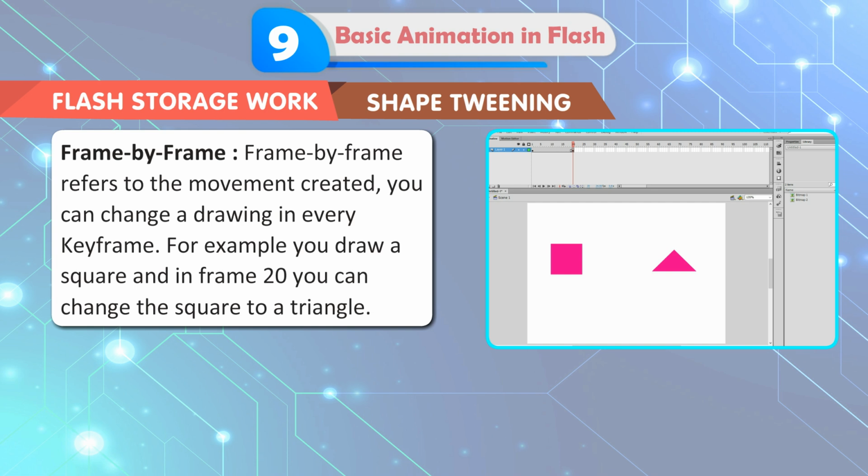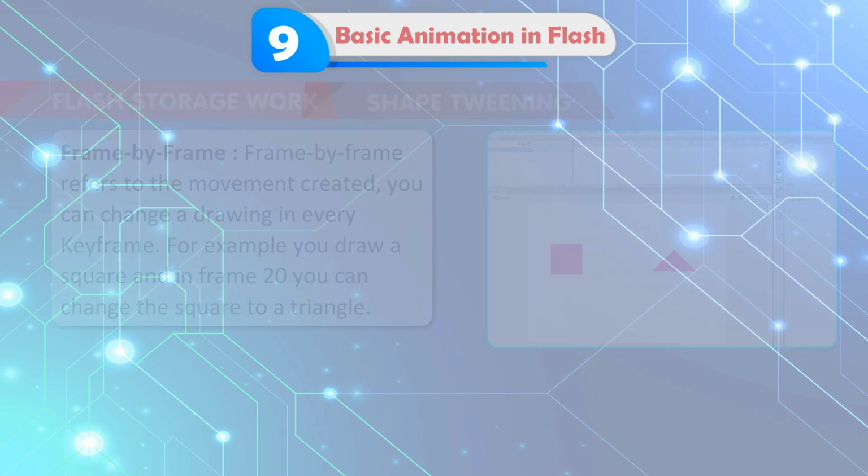Frame by frame refers to the movement created. You can change a drawing in every keyframe. For example, you draw a square and in frame 20, you can change the square to a triangle.